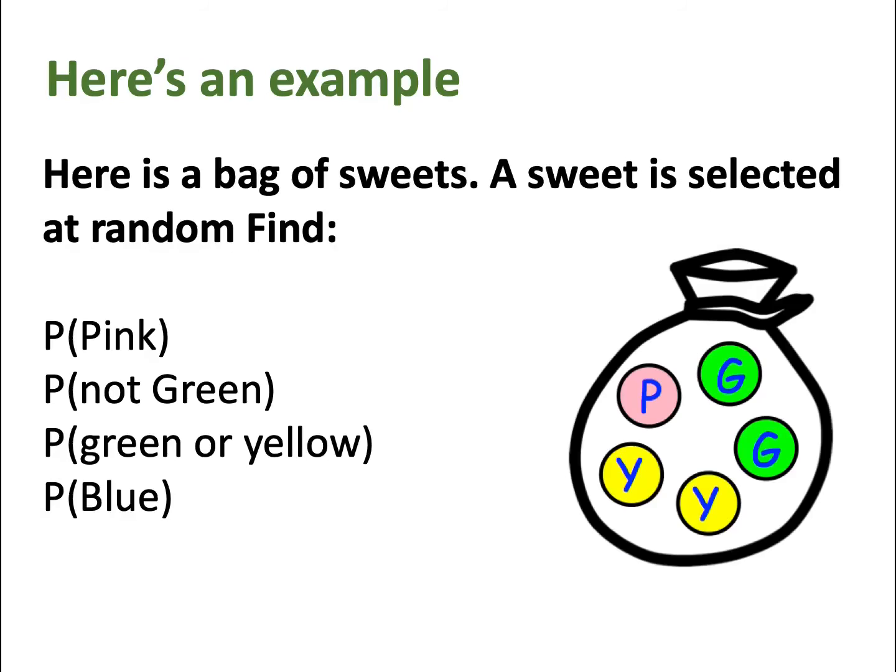Here is an example. Looking at this question, we can see it is asking for the probability of the outcomes in the brackets. Probability of pink would be 1 out of 5, as there's only 1 pink. Probability of not green is 3 out of 5, as there are 2 that are green, and therefore the remaining are not green. Probability of green or yellow is 4 out of 5, and probability of blue is 0.